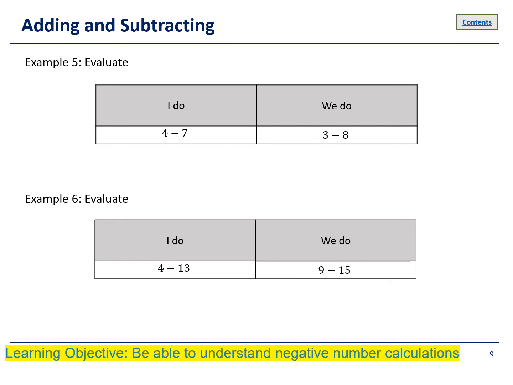Okay, a couple more examples to get through here. Back to that I do. Okay, so we're starting at 4 this time. We're starting at +4, and we need to -7. We need to take away 7 and subtract it.